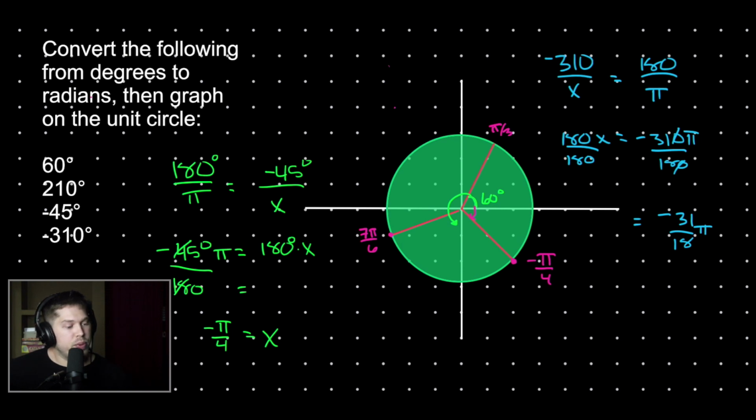And let's graph this as well. So where would negative 310 be? Well, that would be 50 degrees in this direction, so it's about right here. So this would be negative 31 pi over 18 radians right here in this first quadrant. Excellent, excellent. Let's continue forward.